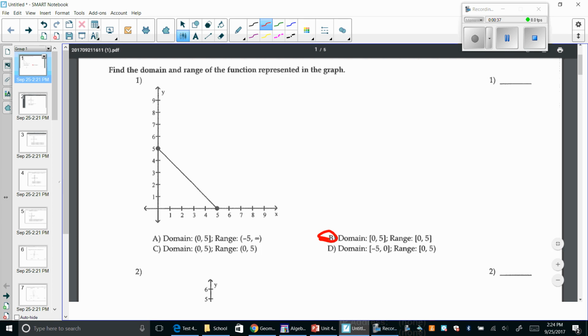Let me check the range to make sure. The range is your Y values, and they also go from 0 to 5. So that is correct for number 1. It's B. Number 2.